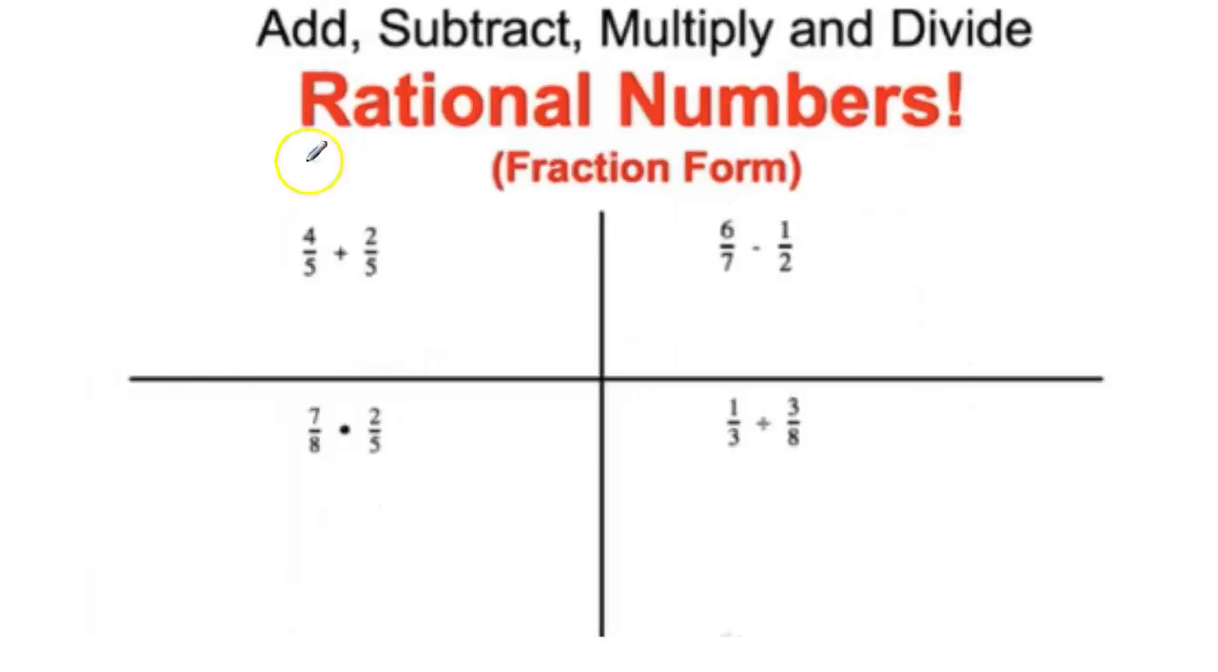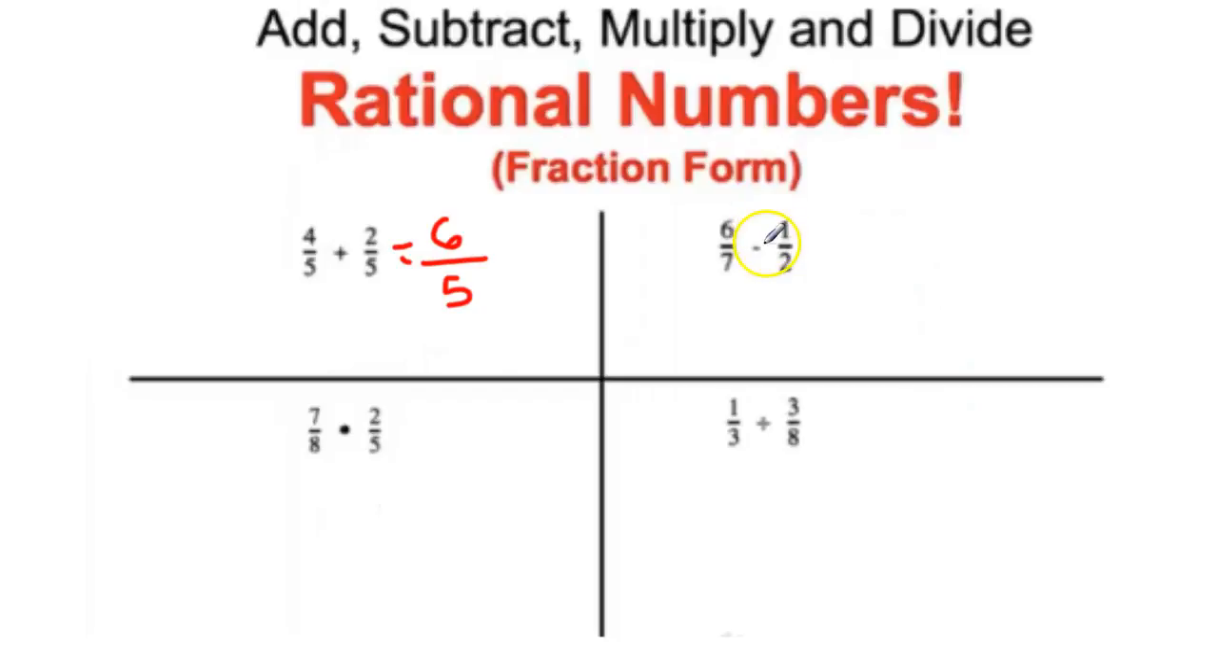Alright, this is where it got a little tricky for some people too. When you add fractions, so this first one, you need to look. Are the denominators the same? This is 5 and that's 5. If that's true, then you just add the top. 4 plus 2 is 6, and then you keep the bottom 5.